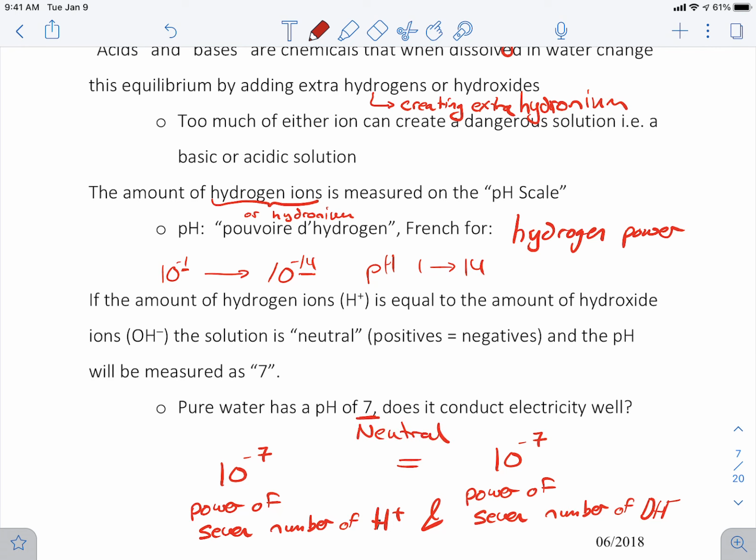So it's 7. Now that means that any other number is not equal. So any other number, because the power of hydrogen equals 7. Okay, so the 7 is the exponent there. This is all extra. You don't really need to know this. You just need to know that pH 7 is neutral. It means that there's an equal amount of hydrogen and hydroxide.